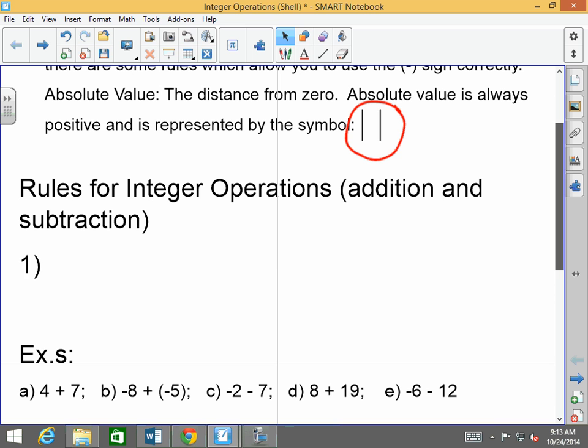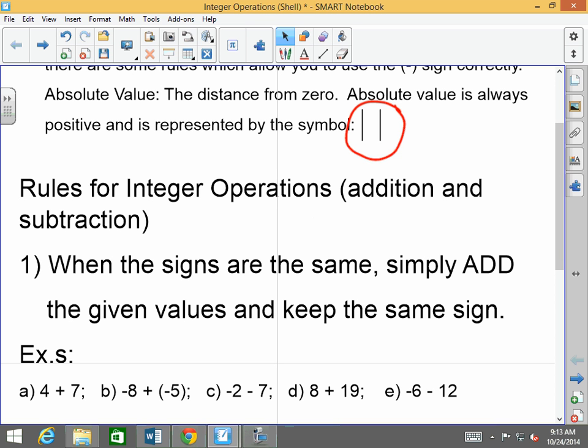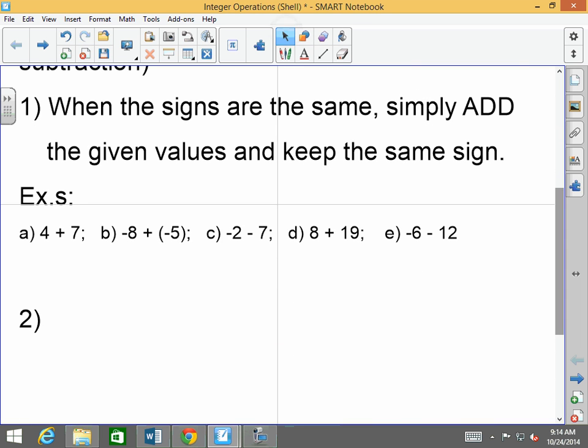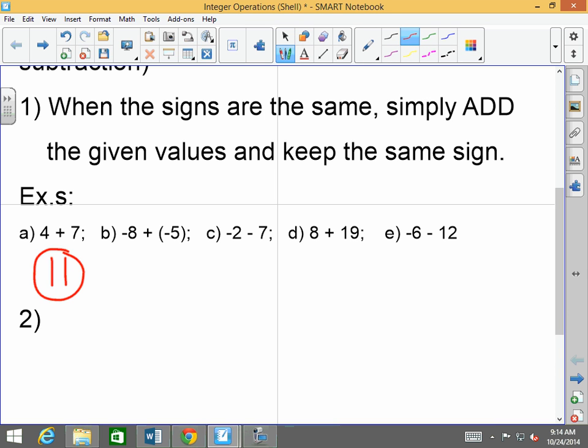So, rule number one. When the signs are the same, simply add the given values and keep the sign. So for example, 4 and 7 are both the same sign, so 4 plus 7 is positive 11. You have a negative 8 plus a negative 5, the signs are the same, so that's negative 13.